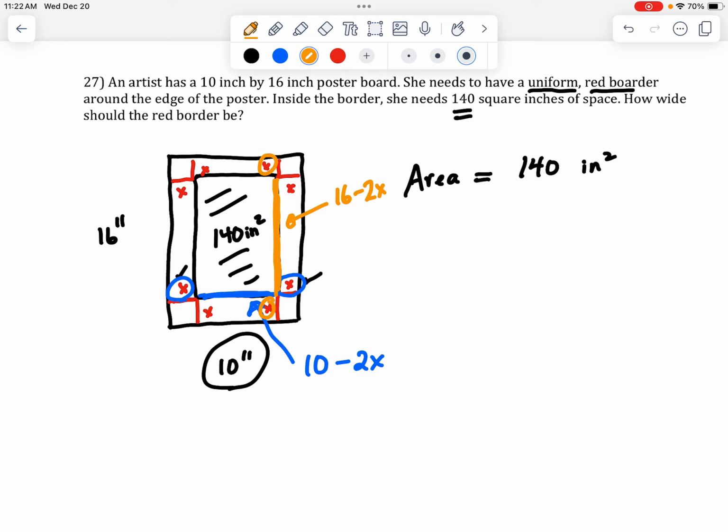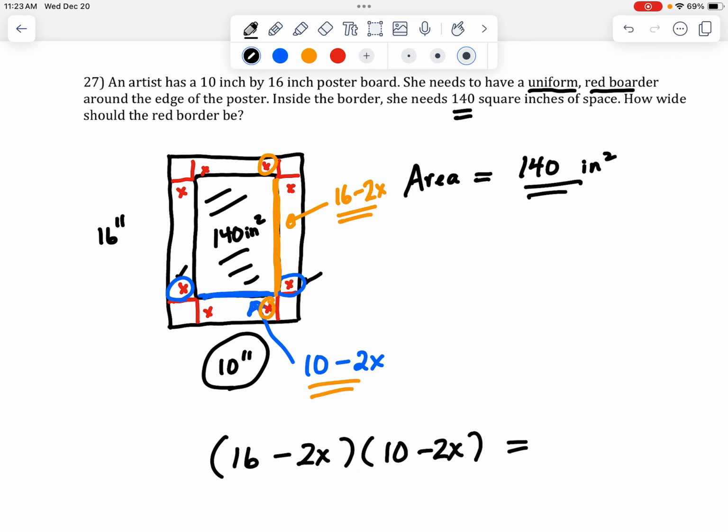And to find the area of a rectangle, you multiply the two sides. So on the one hand, we have the area has to be 140. On the other, you multiply the 16 minus 2X times the 10 minus 2X, and that has to equal 140. And this is how we can solve for X and find out how big that border is supposed to be.